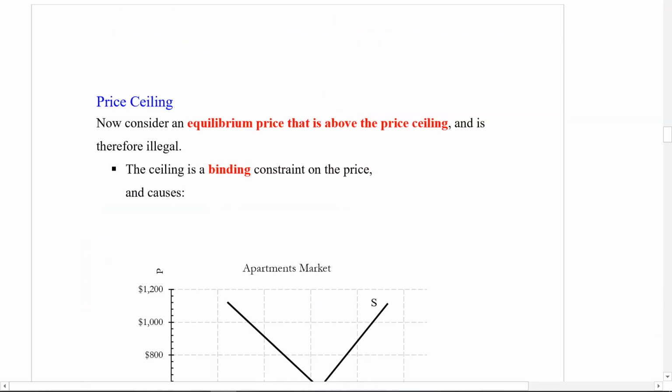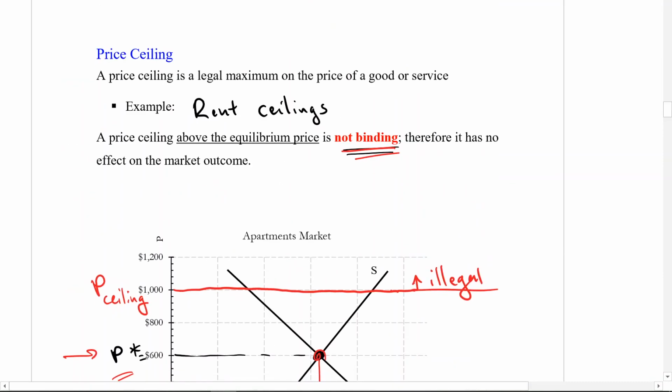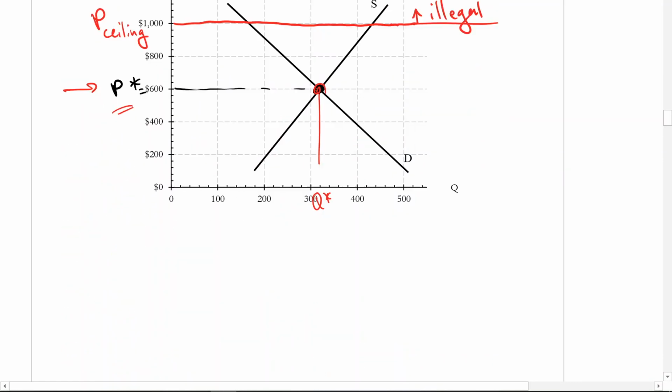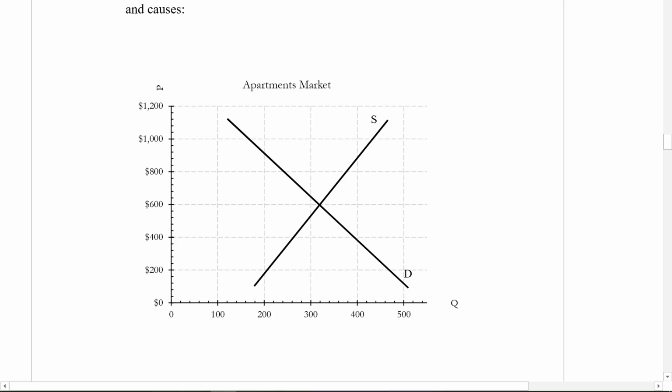But if we have a binding price ceiling, an equilibrium price below the price ceiling.